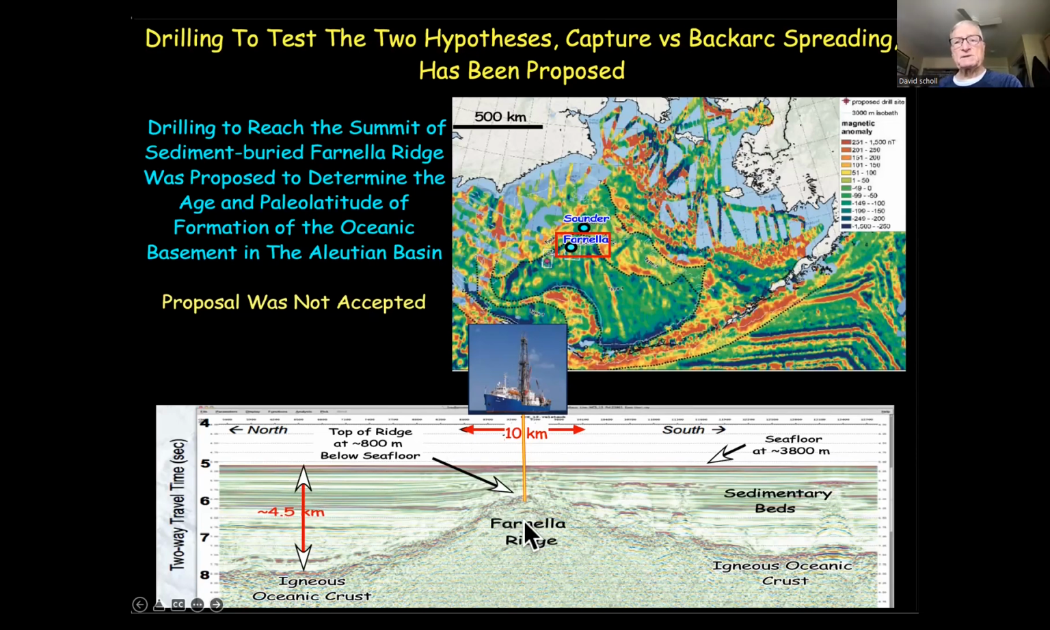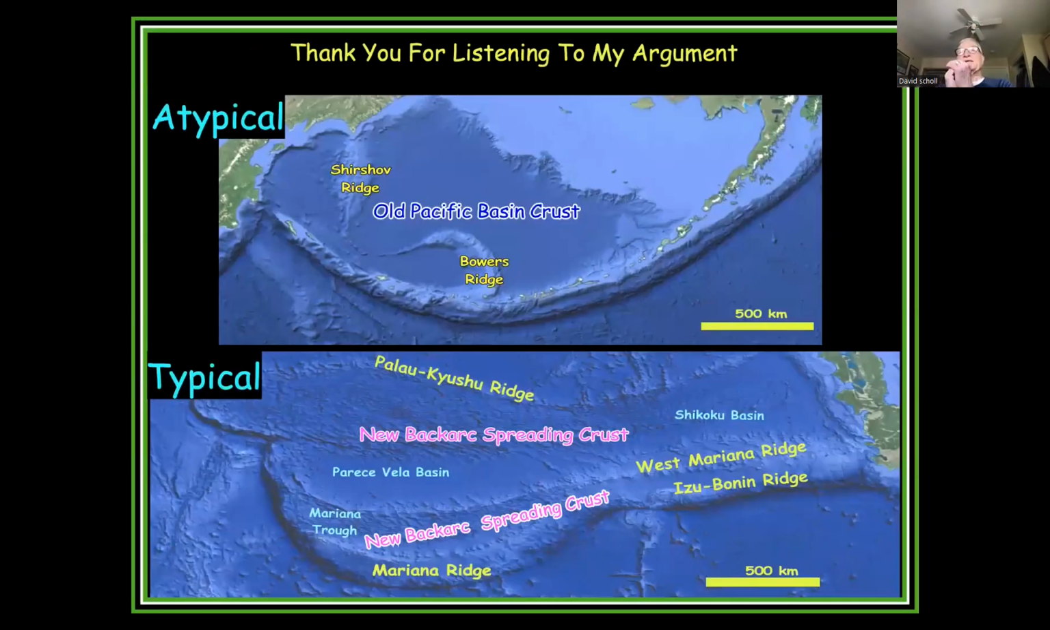But we wanted to test whether this is all back arc basin crust, or whether it is more crust that got trapped up there. We needed age information and paleolatitude of formation. That's what we needed. So anyway, thanks for listening. This was my argument: the Aleutian Basin is old Pacific Basin, Pacific Basin crust is in there. That makes it atypical. The typical basin is what Dan Karig talked about a long time ago, where you've got back arc rifting and spreading and migrating seaward.